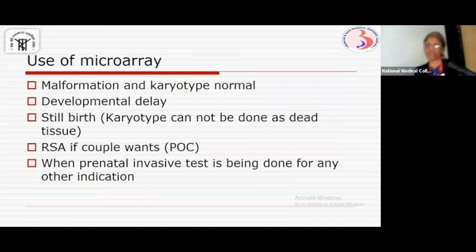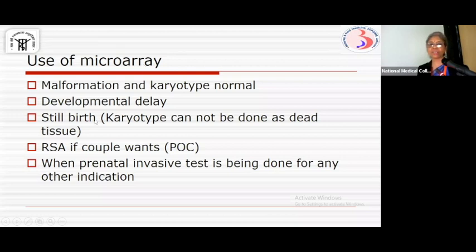So the use of microarray: we use microarray when karyotype is normal in a malformation. So in malformation, we first do a karyotype. If it is normal, then we go ahead and must do a microarray. Also in a child with developmental delay, and in stillbirth, because for karyotype we need live tissue, and karyotype cannot be done in dead tissue. So in product of conception and stillborn there is no live tissue. It cannot be cultured, it cannot be arrested in metaphase. So what you get is a report that the culture failed. In that case, you can do microarray, which can detect any abnormality if there.